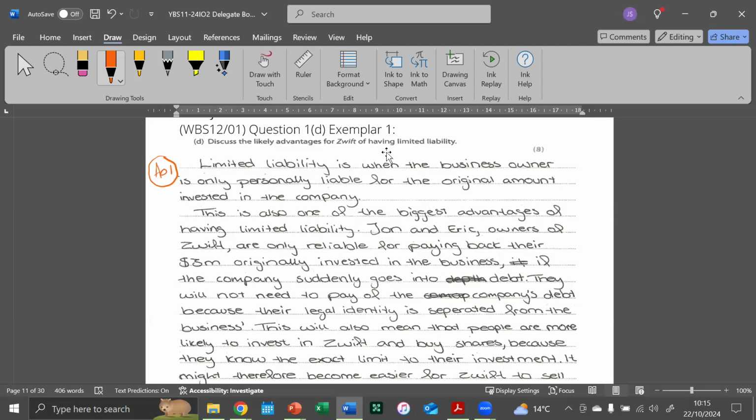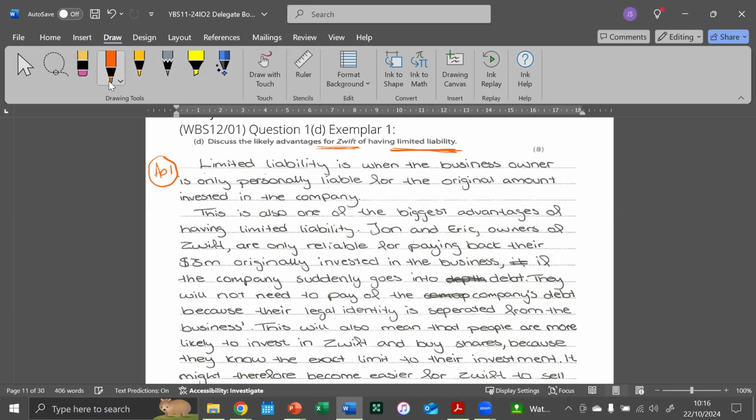Because if the shareholders have got limited liability and therefore face fundamentally less risk, they are happier to purchase shares in Zwift. And therefore, if Zwift issues new shares, it can raise more capital for expansion. And that would be perfectly valid. But when this question was asked, everyone saw limited liability and went into automatic pilot. Okay. They did not see advantages for Zwift.